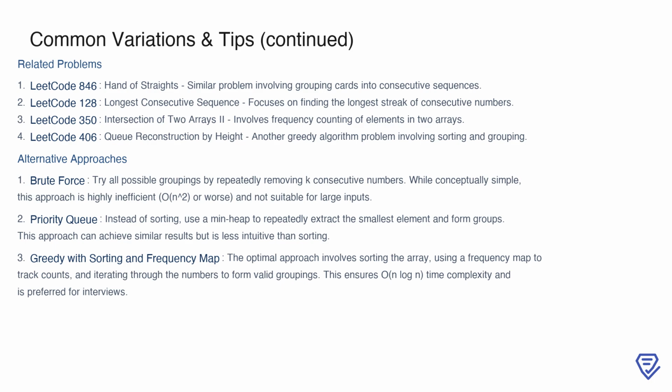In terms of alternative approaches, brute force is one way to try solving this problem by repeatedly removing groups of k consecutive numbers. While simple conceptually, it's highly inefficient and not practical for larger inputs. A priority queue can also be used, where you repeatedly extract the smallest element to form groups, but this method is less intuitive compared to sorting. The most efficient and interview-friendly approach remains the greedy strategy with sorting and a frequency map. This ensures an n log n time complexity while maintaining clarity and reliability in forming valid groupings.